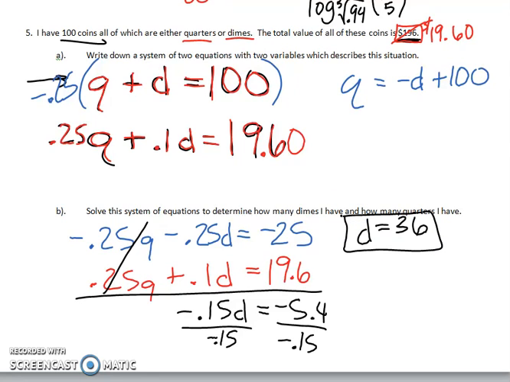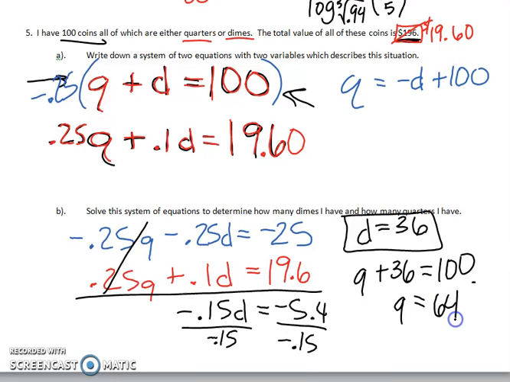I still need to find my quarters. I would use the simplest equation. So Q plus 36 equals 100, which means that Q equals 64. So that is my number of quarters. I've got 36 dimes. I've got 64 quarters. Again, sorry for the typo.